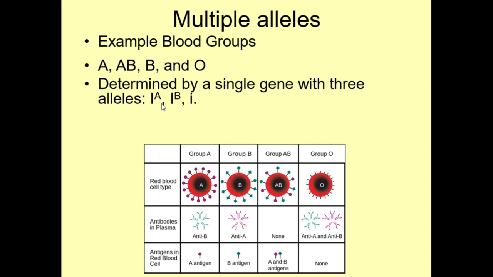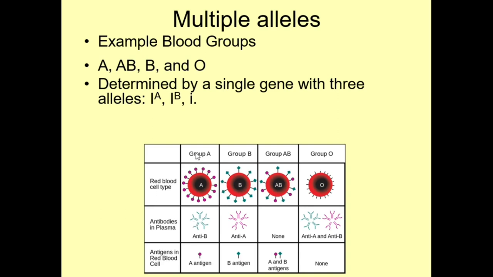People with the IA allele will produce A antigens. So you can see them poking out here. But people with type A blood will also produce B antibodies in their blood. What those B antibodies will do is search around in our blood looking for B antigens. If they find any, they will attach to them and signal to the immune system that they need to be destroyed.